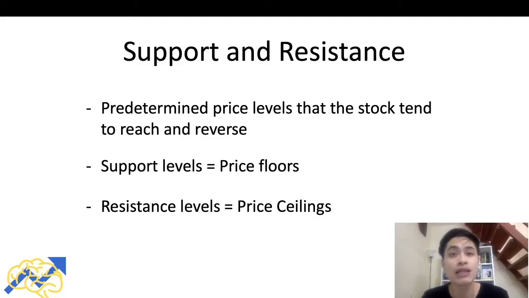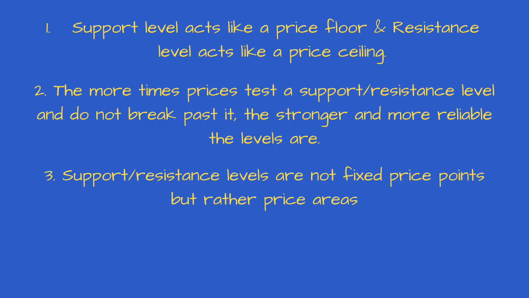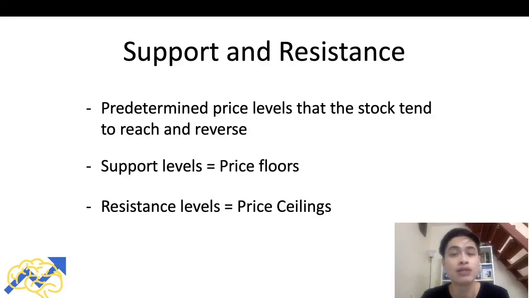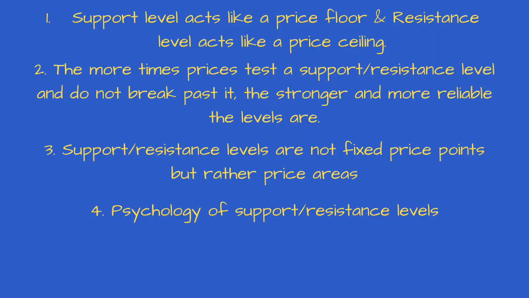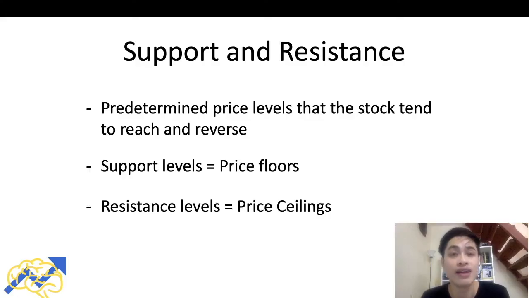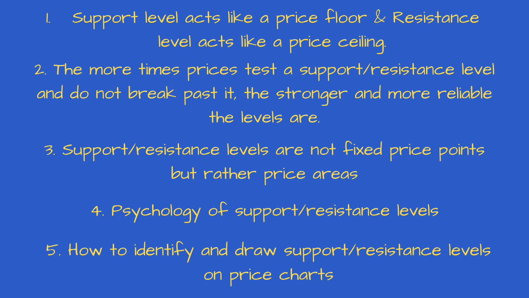The next thing we learned is that support and resistance levels are not at specific and fixed price points, but rather over a small range of prices or price areas. We learned about the psychology of why prices act like they do when they reach support and resistance level. And finally, we learned how to identify actual support and resistance level on our price charts and how to draw them.